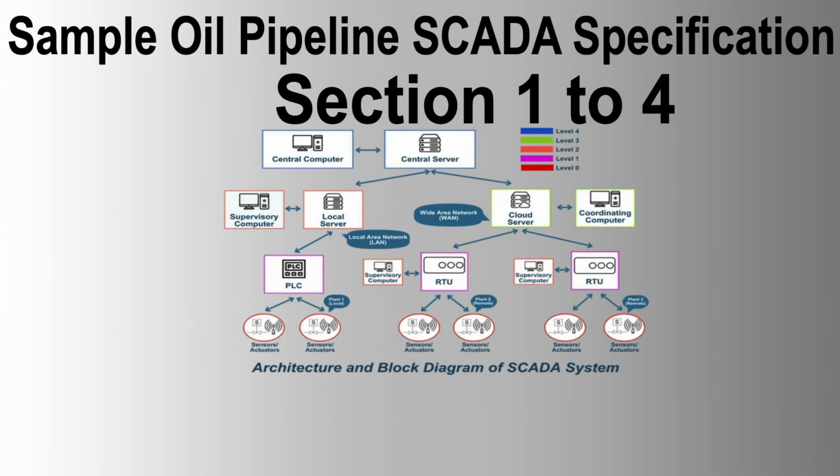Section 2. Scope of work. 2.1 Seller Scope of Work. Design and supply. Complete SCADA system including hardware, software, RTUs, and necessary integration with existing systems. Installation. Set up and commission the system at specified locations.